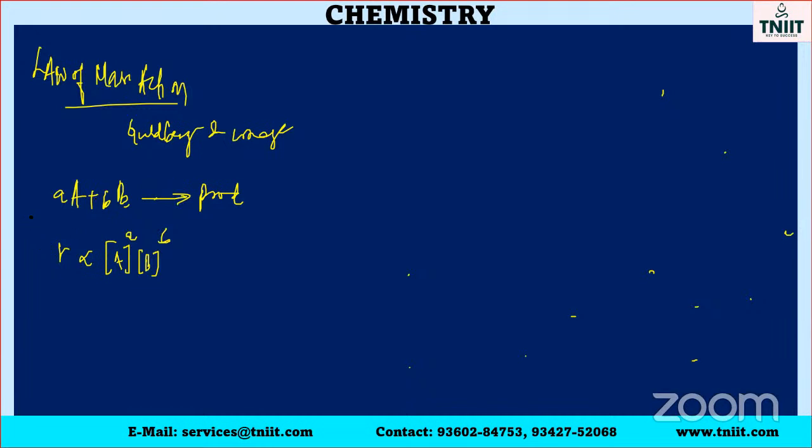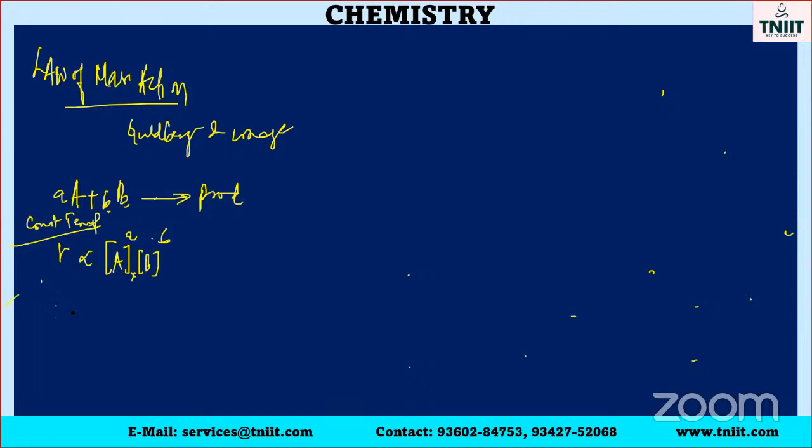In order to define the law of mass action, the temperature has to be constant. The condition is at constant temperature, the rate of a reaction is directly proportional to the product. Product means multiplication. Square brackets indicate molar concentrations of the reactants whose coefficients are raised to the power. A and B are the reactants. A is the stoichiometric coefficient of A, and smaller b is the stoichiometric coefficient of B. So, according to the law of mass action, the rate of a reaction is directly proportional to the product of active masses of the reactants whose coefficients are raised to the power.